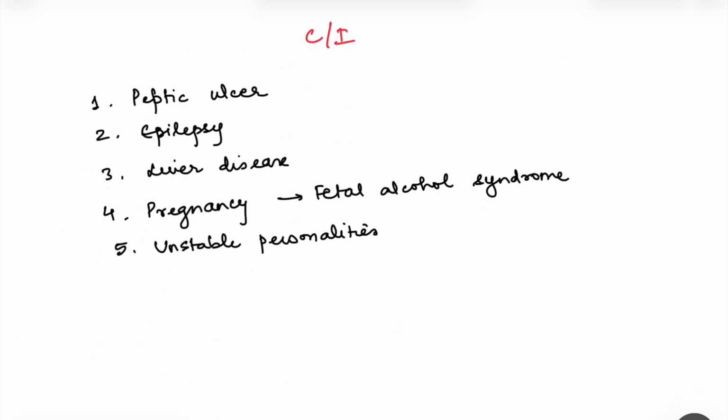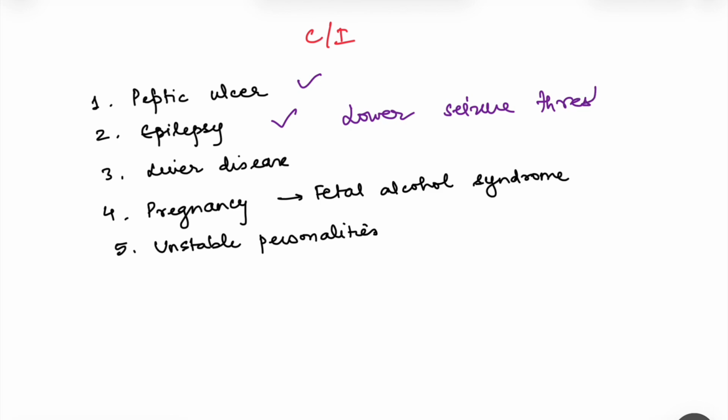So what are the contraindications? Again, there are no indications for alcohol, but we are studying contraindications because there is a huge population which consumes alcohol. So we have to advise them against the consumption of alcohol in various conditions. One is peptic ulcer because of increased gastric acid release. Epilepsy, because alcohol actually lowers the seizure threshold. It lowers seizure threshold. Okay, that is important.